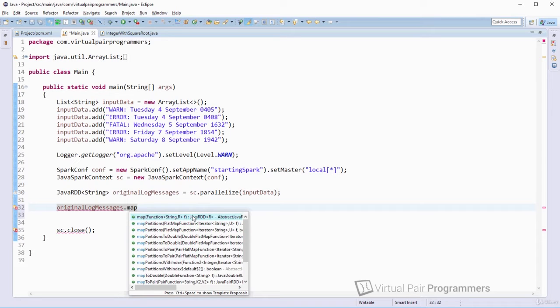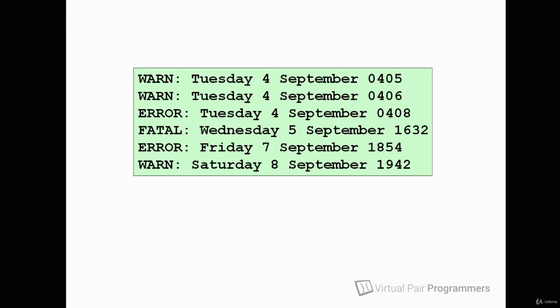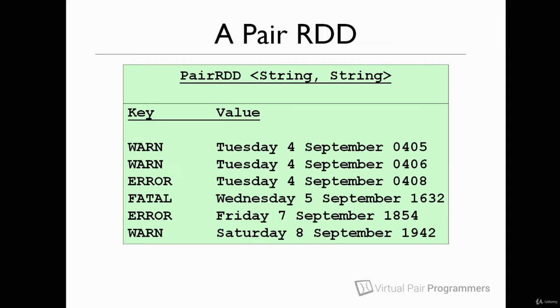I hope you're familiar now with the concept of the map method, which will transform an RDD by applying a function to each row or each value inside that RDD. But there is also, if I go a little further down, a method called mapToPair. And that allows us to take an RDD which might look something like this, and we can transform it into an RDD that looks like this.